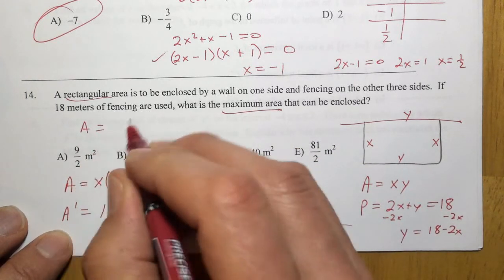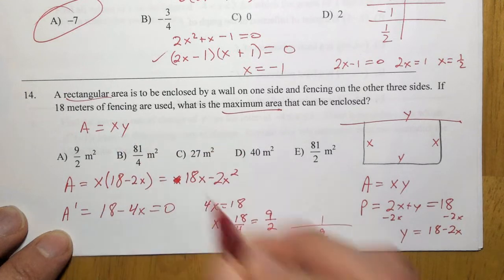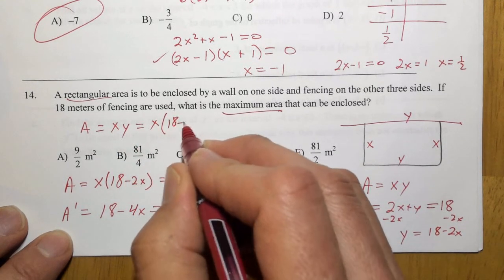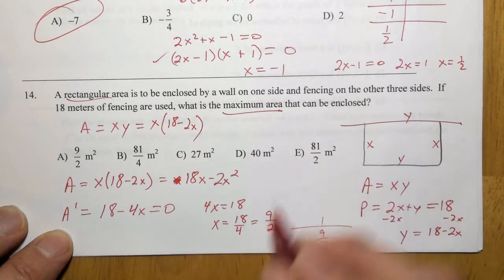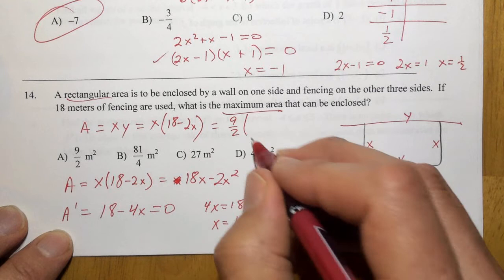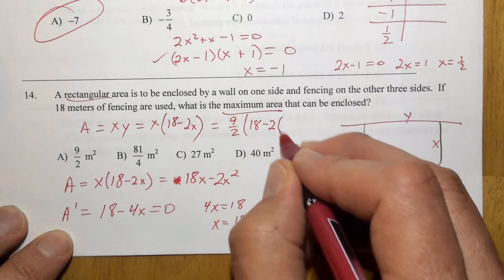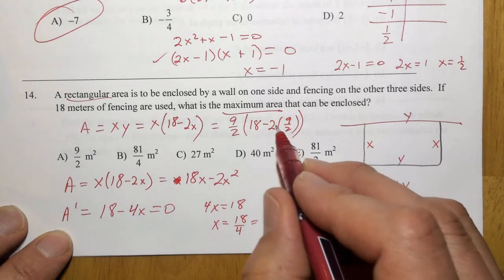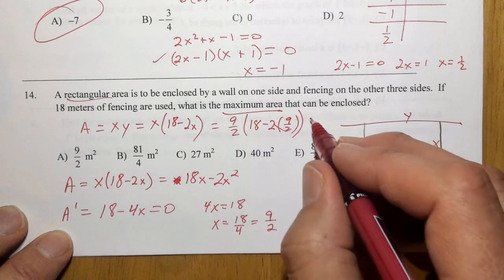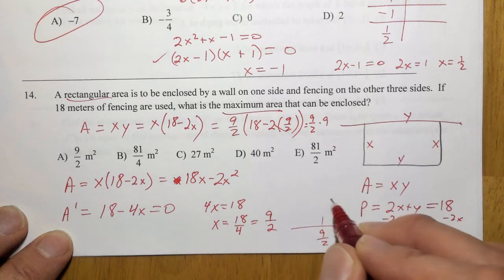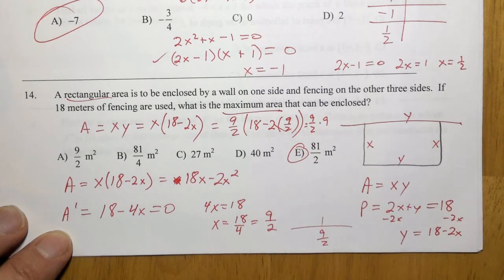Area is x times y, or x times 18 minus 2x. And we know that x is 9/2, so if we plug that in, we have 9/2 times 18 minus 2 times 9/2. Well, 2 times 9/2 is 9. 18 minus 9 is 9, so we have 9/2 times 9, so that's 81/2. So our answer is E.